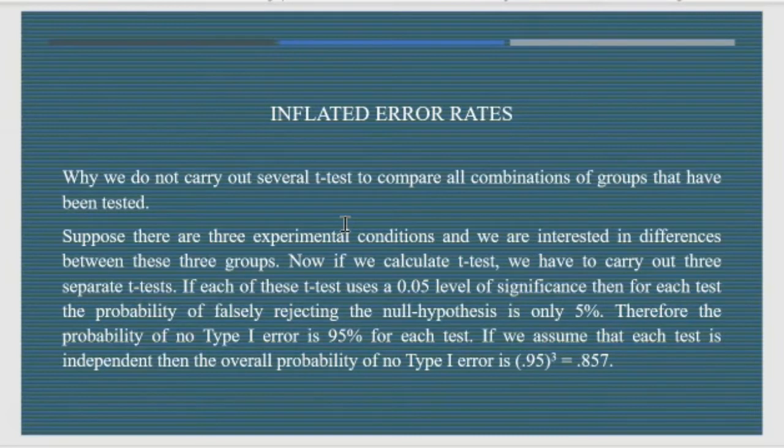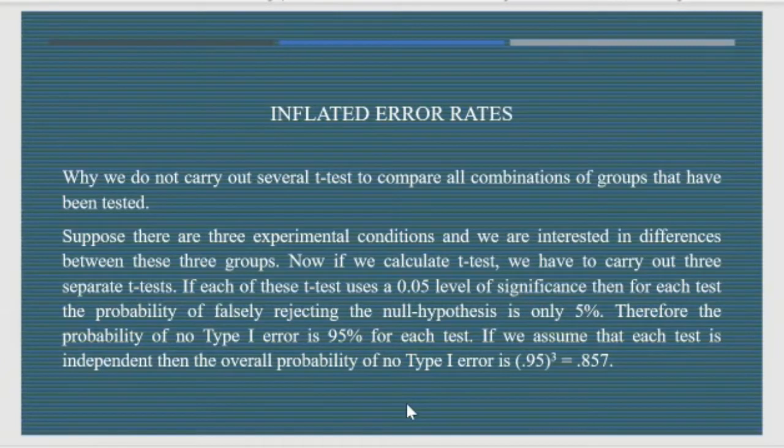Inflated error rate means, suppose I'm calculating a t-test and I'm taking the significance level at 0.05. It means that there is a 5% chance that I will commit a type 1 error, that I will reject the null hypothesis wrongly. If there is a 5% chance of doing the type 1 error, then the probability of no type 1 error is 95%.